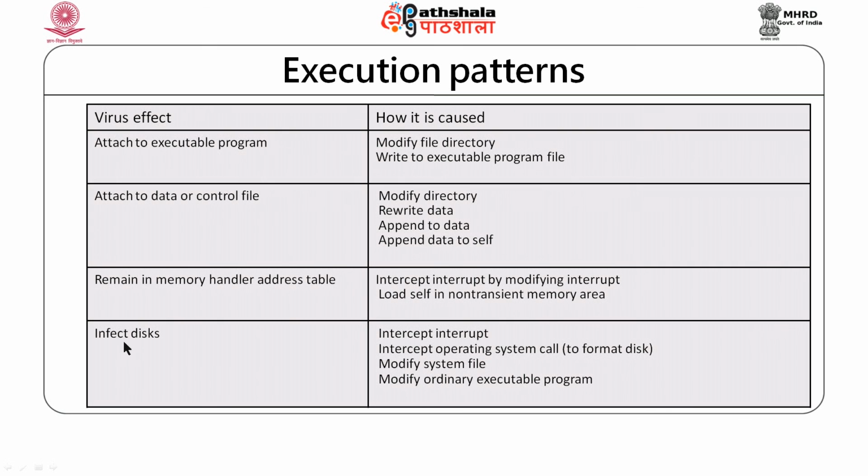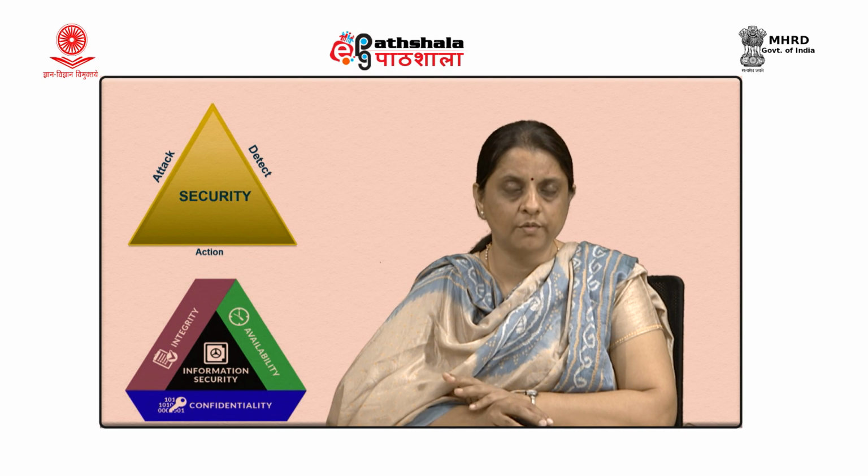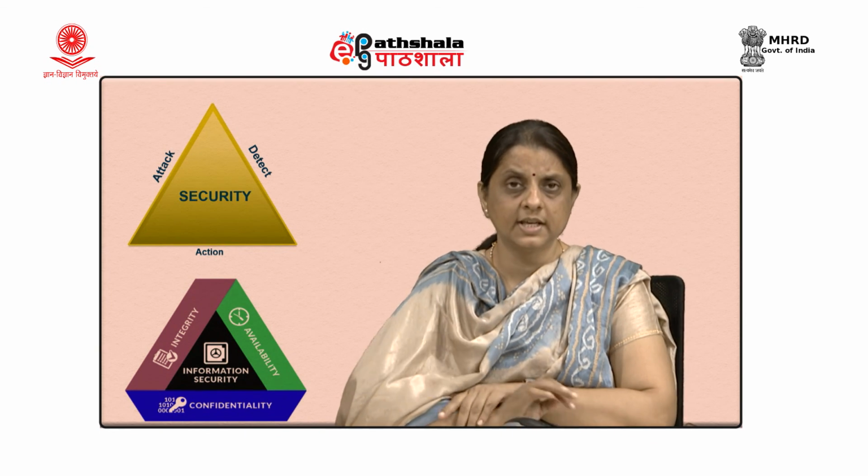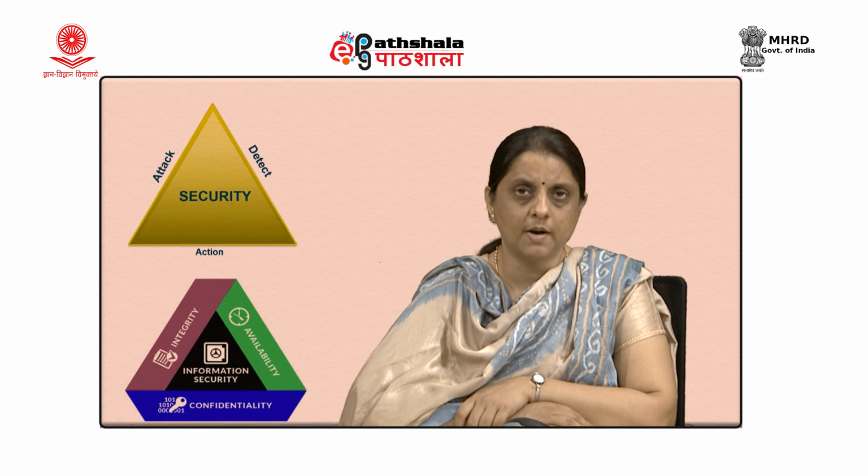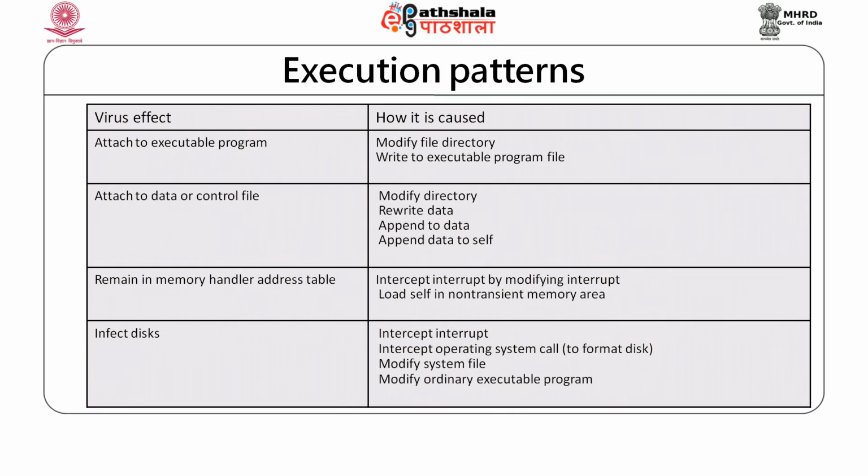Infect disk. The next virus effect is infect disks: intercept the interrupt, intercept operating system calls, modify the system file, modify ordinary executable programs. To infect a disk, in the operating system there is a command called format disk. What does the virus do? The virus would intercept this operating system call of format disk, and it would try to format the disk according to the pattern which the virus wants.